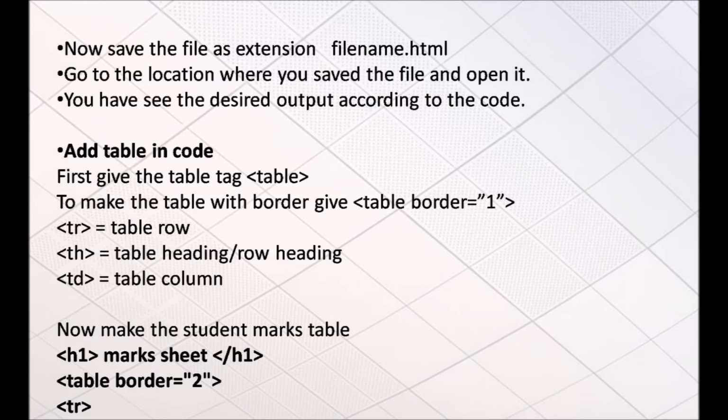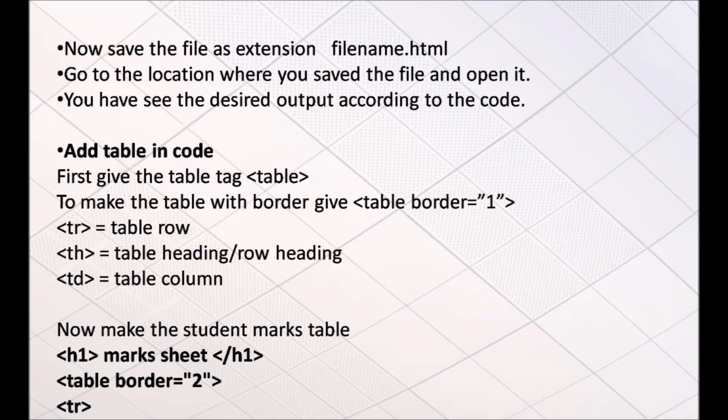Add table in code. Now if you want to add a table in your HTML code, then first give the table tag. To make the table with border, give table border equals to 1. Here 1 means how broad a border you want. If you choose a larger number, then your table border is broader than the previous one.